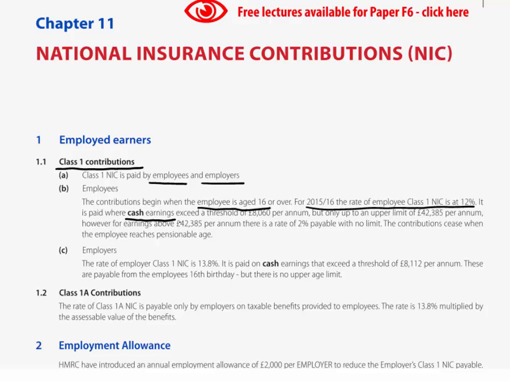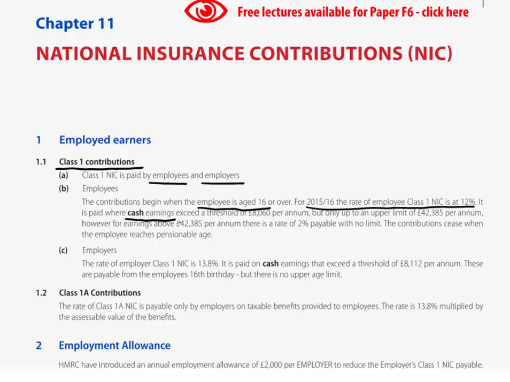For example, if the employee uses their own car for business mileage, then, as we know, there are approved mileage allowance rates, 45 pence per mile for the first 10,000 miles, you will recall. If payments are made in excess of those approved mileage allowance rates, then in addition to the income tax liability that arises as part of your employment income assessment, there will also be a Class 1 NIC liability. So we're talking about cash earnings there.